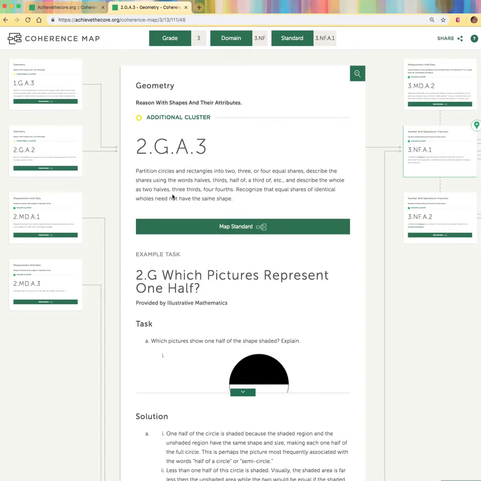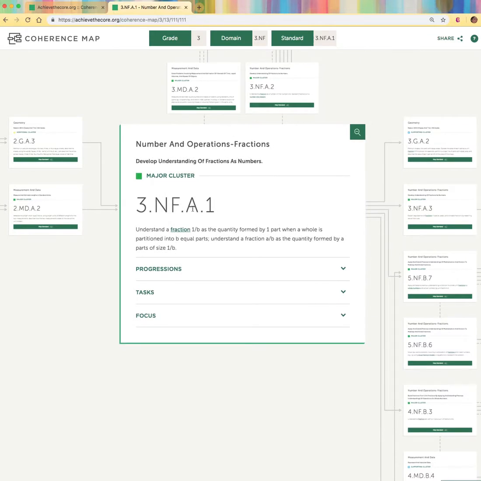So I can see that this particular one is about partitioning circles and rectangles into 2, 3, and 4 equal shares. And in second grade, they were using the words halves, thirds, half of, a third of, fourth. They were already beginning to use those words in a geometry context. I can get back to my target standard by looking for this little icon right here. See it over here on the right? Looks like a little map icon, and clicking on it will take me back where I was.